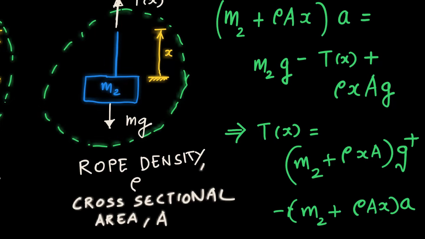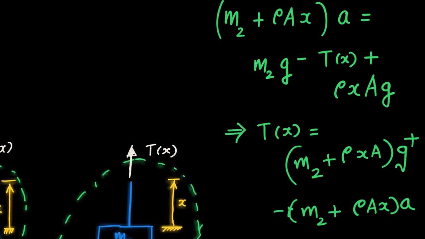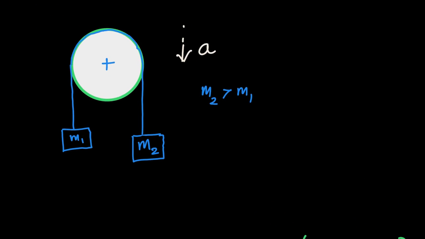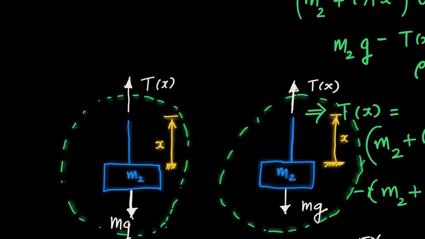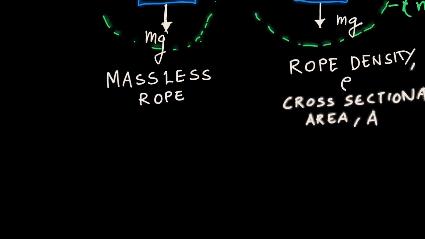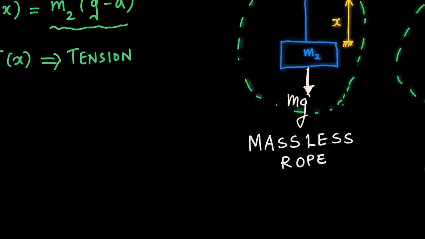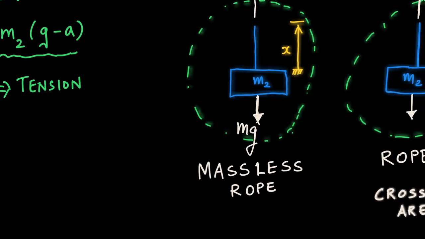So if you want to assume that the tension is uniform throughout the string, at least till it reaches this particular point over here, until it reaches the next disturbance, or until it reaches the next mass in a pulley mass system, then it should be a massless rope or a massless thread. Make sense?